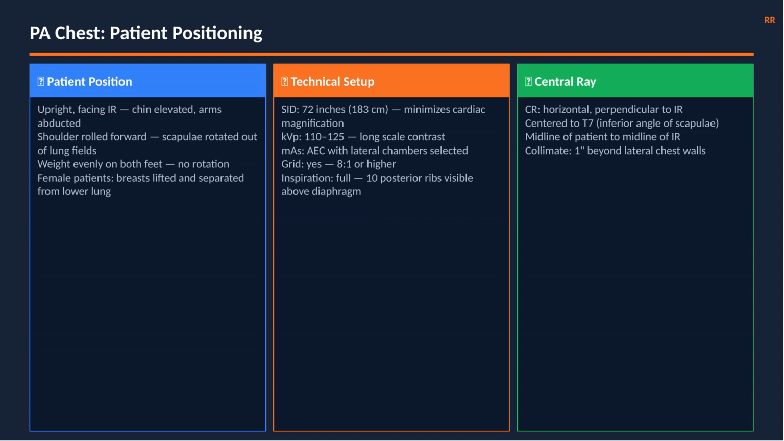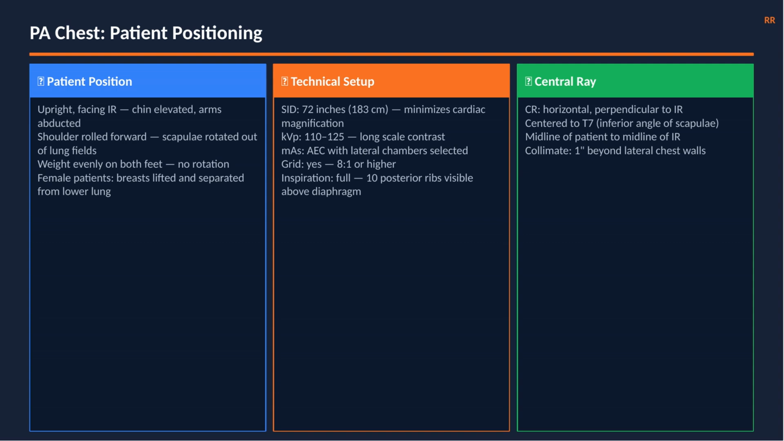Technical setup. SID 72 inches, 183 centimeters. This is the chest standard. The long distance minimizes cardiac magnification and reduces patient skin entrance dose compared to a shorter SID. kVp, 110 to 125. High kVp produces a long scale of contrast, many gray levels, which allows simultaneous visualization of the lung parenchyma and the denser mediastinal structures.